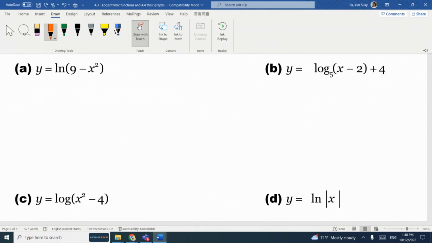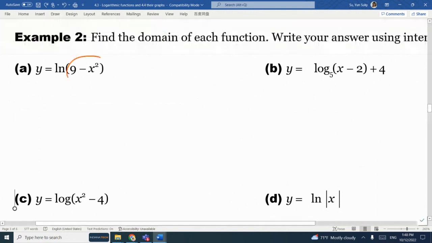Do you see this problem, part A? Do we have square roots? No. Do we have fractions? No. But we have log. So we need the things inside the log, 9 minus x squared, to be greater than 0. Is that okay, everybody? And how do we solve the inequality?